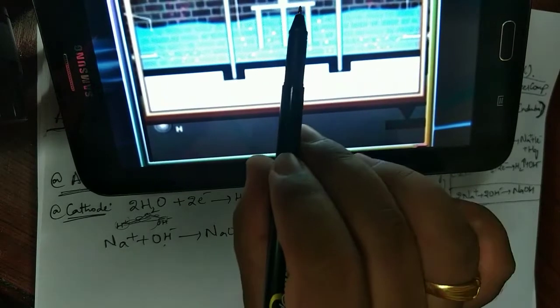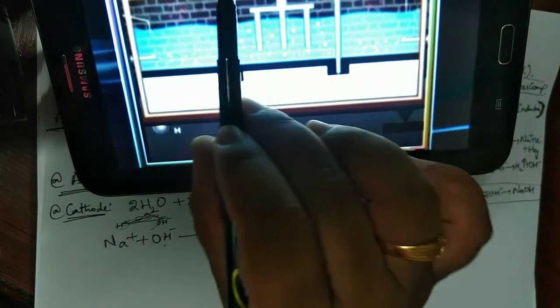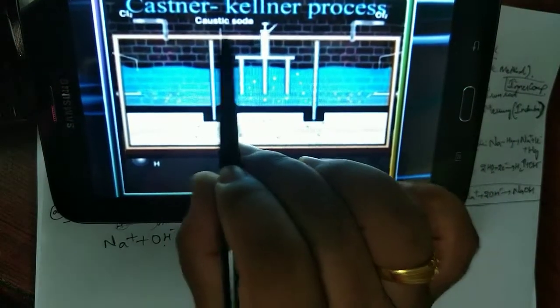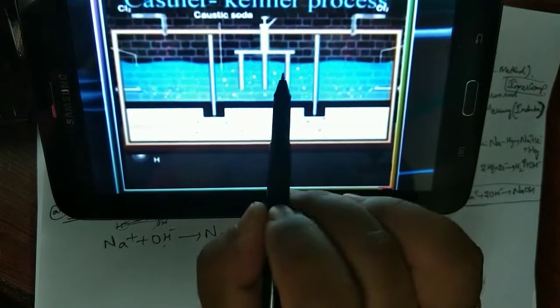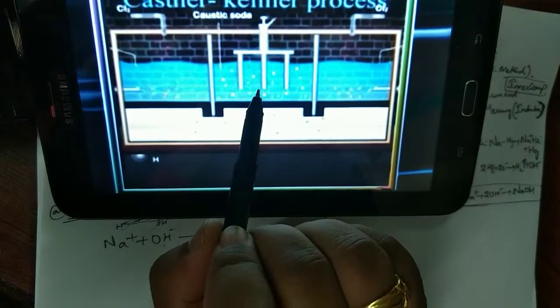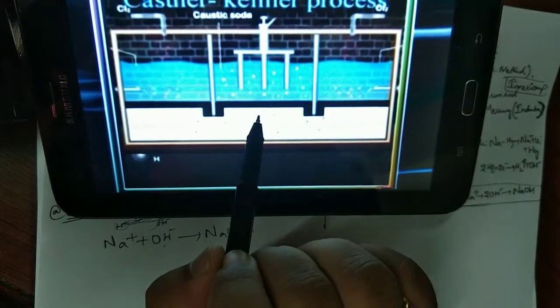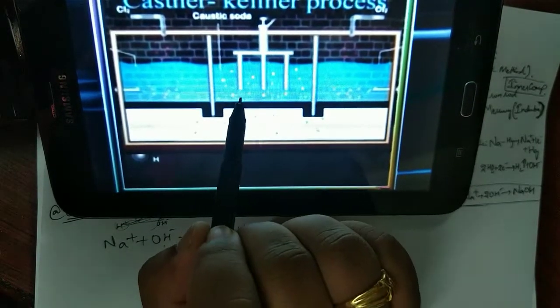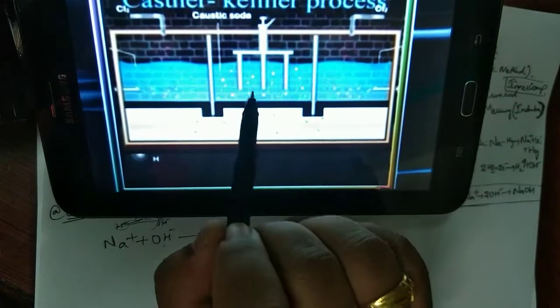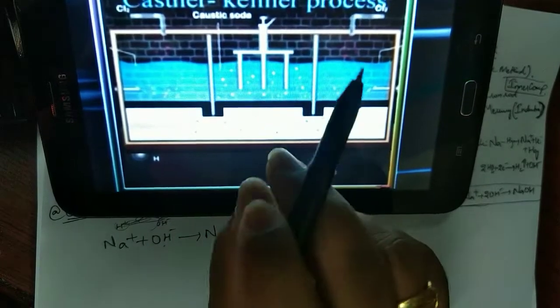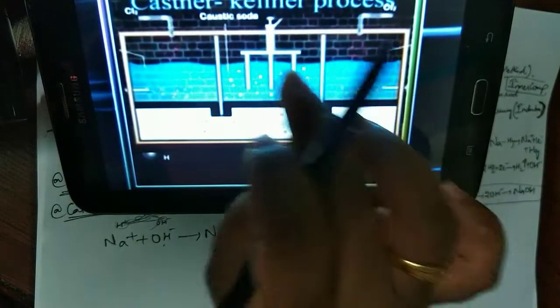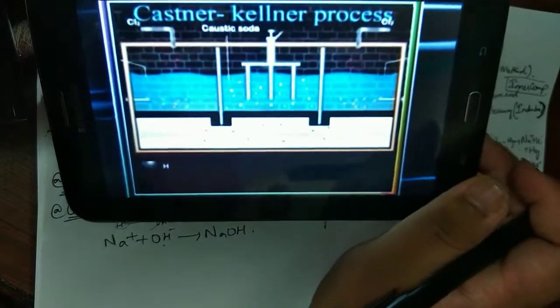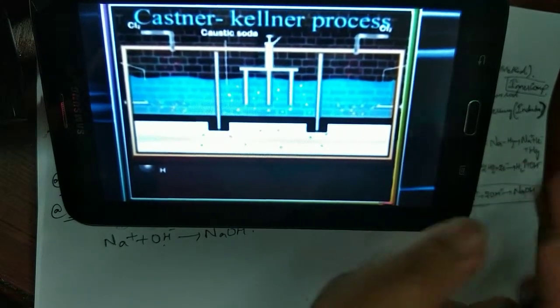Then, I have caustic soda solution. Solution means water is also present. So the water breaks down, accepting 2 electrons, and hydrogen gas is released, and the Na plus and OH minus from water form our sodium hydroxide. So this is what is happening. So, 3 compartments, what is cathode, what is anode. In fact, you can see it in the animation video very clearly.